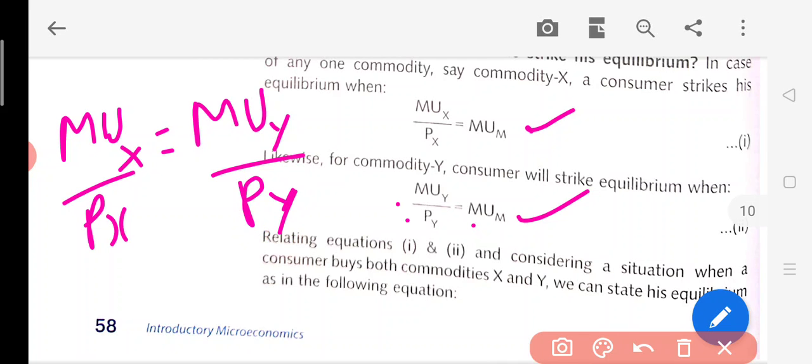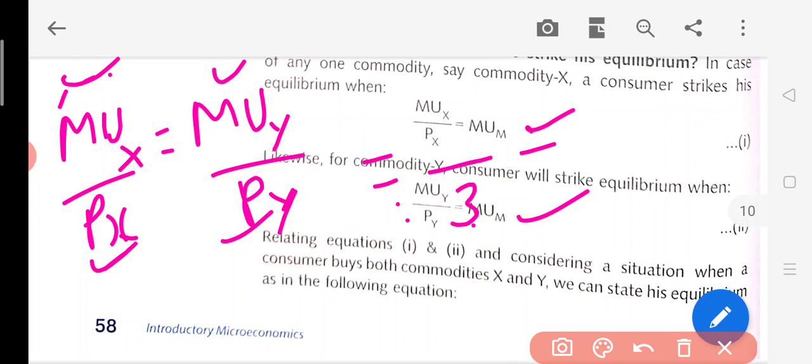So here we can say that when the ratios of the marginal utility of both the goods and their prices become equal to each other, then we say that the consumer is in equilibrium. Say for example, here this PX is the price, we'll take this price as 3. So the X good is of 3 rupees. Similarly, on the other side, this Y good price, suppose it is 4. Now suppose MUX turns out to be 3 and MUY turns out to be 4.